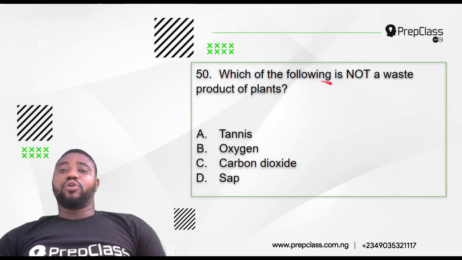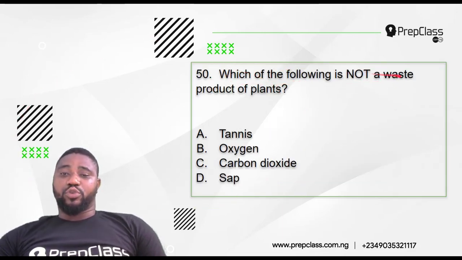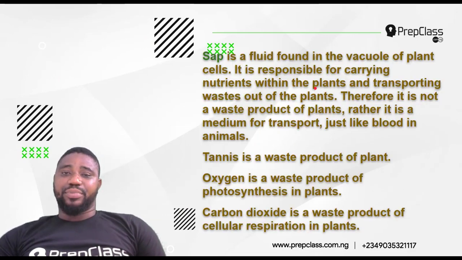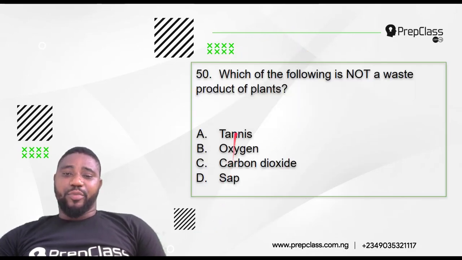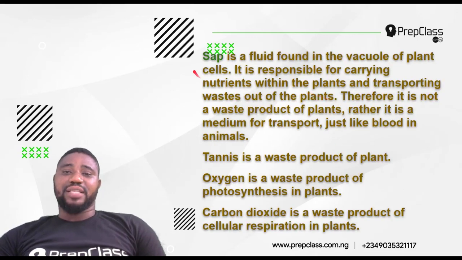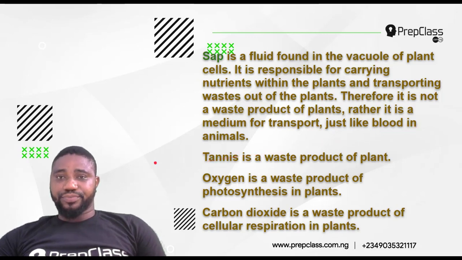50. Which of the following is not a waste product of plants? Is it tannins? Is it oxygen? Is it carbon dioxide? Is it sap? Now look at what I said. Each of them is a waste product of plants, but you can't classify sap as a waste product of plants. I said sap is a fluid found in the vacuole of plant cells. It is responsible for carrying nutrients within the plants and transporting waste out of the plants. Therefore, it is not a waste product of plants. Rather, it is a medium for transport, just like blood in animals.